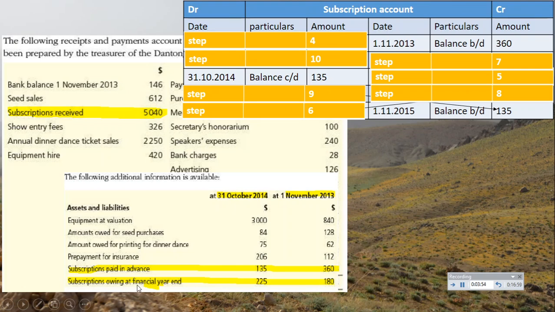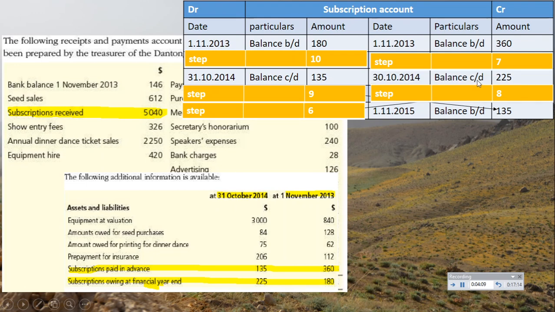Next one, subscription owing at the financial year end. This is your subscription receivable. Receivable is our asset, so the opening asset goes on the debit side. You have 180 here. The closing is also an asset, but you'll have to show it first on the credit side by showing c/d, and then it goes as b/d at the beginning of next year. So it's still your asset, receivable.